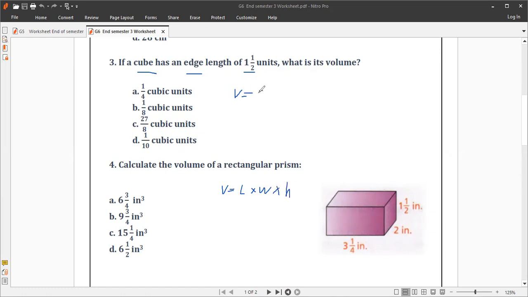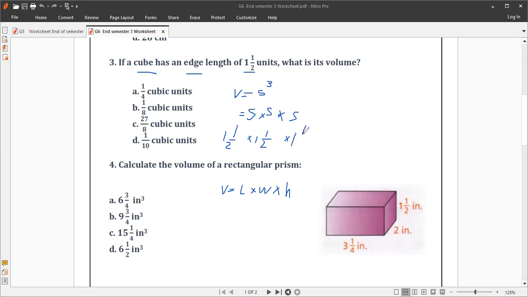So we say side cubed, or side times side times side, because the length, the width, and the height are the same in the cube. Here, the side itself, because we have one number only in the cube, is one and a half, times one and a half. So here we are multiplying mixed numbers: one and a half times one and a half.